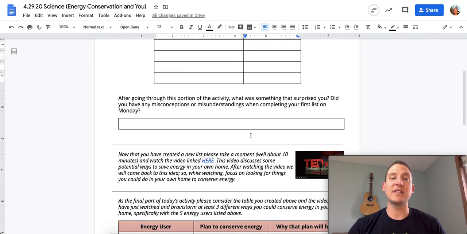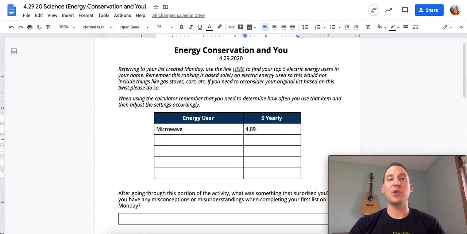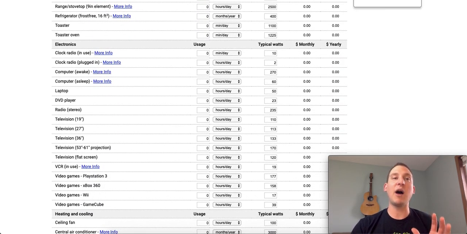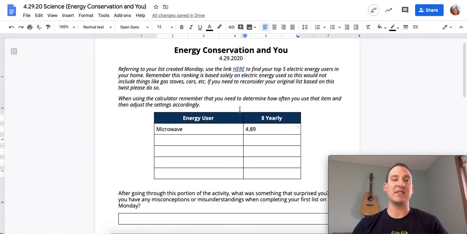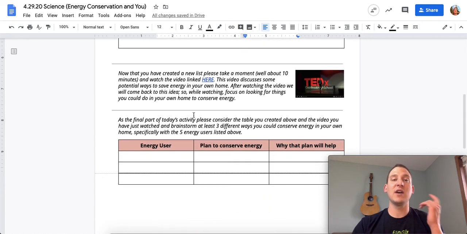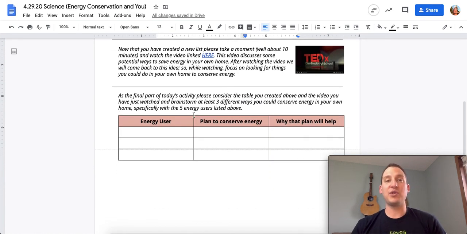So as a quick summary, today what we're asking you to do is go through with the calculator, figure out 5 things and how much it costs you to run them on a yearly basis. The next thing is to tell us if you had any misconceptions, watch the video, and then find 3 things that you can do in your home to conserve energy.